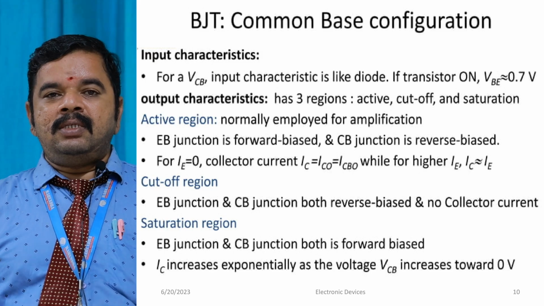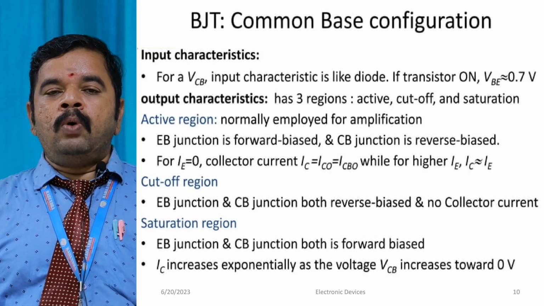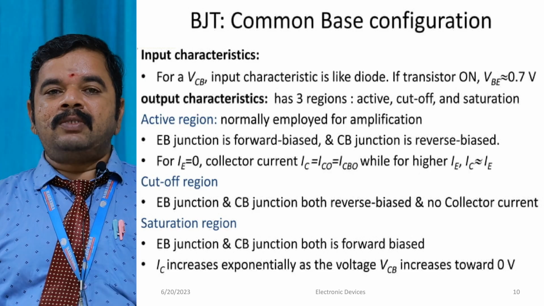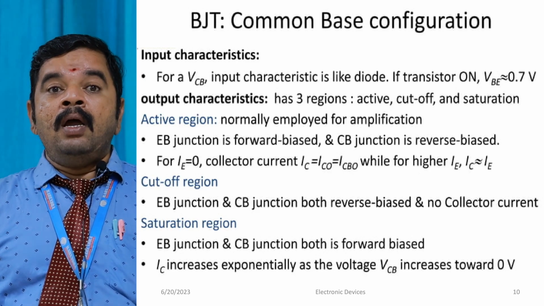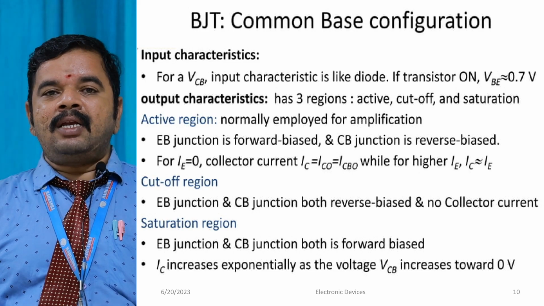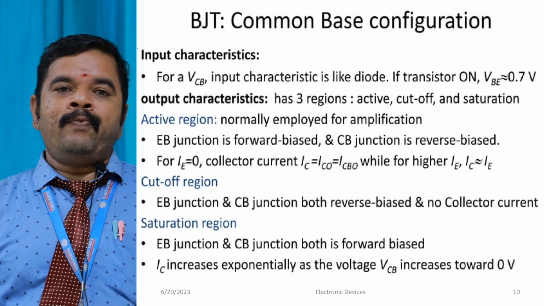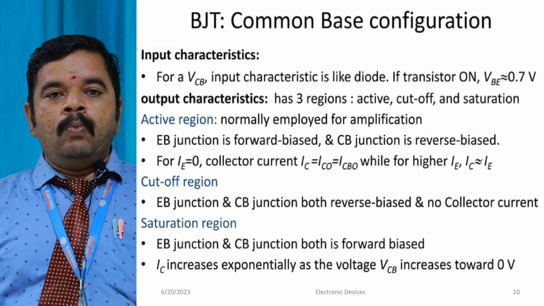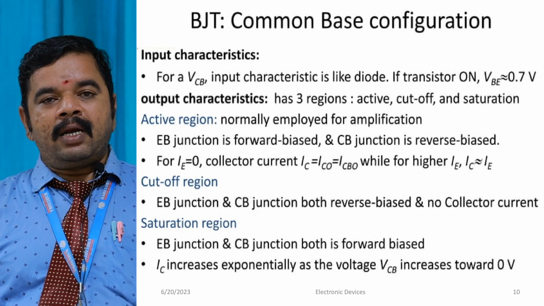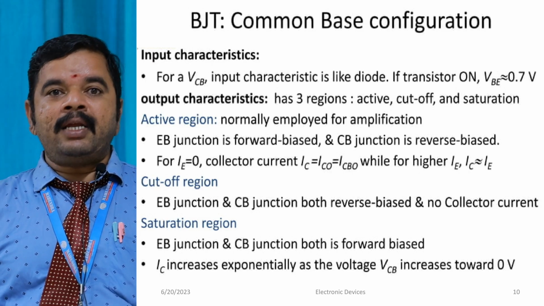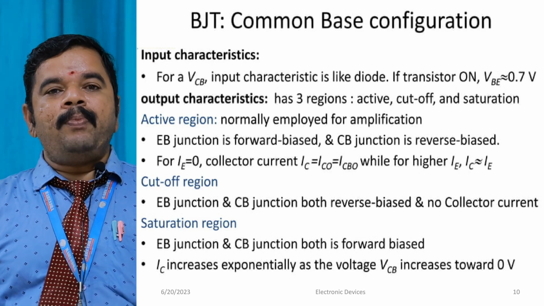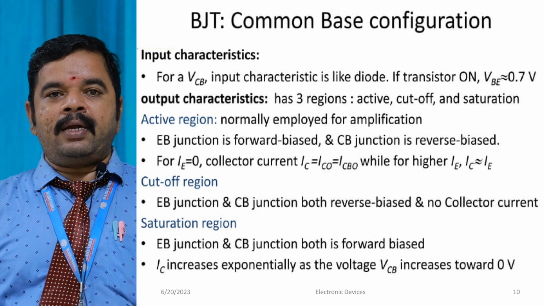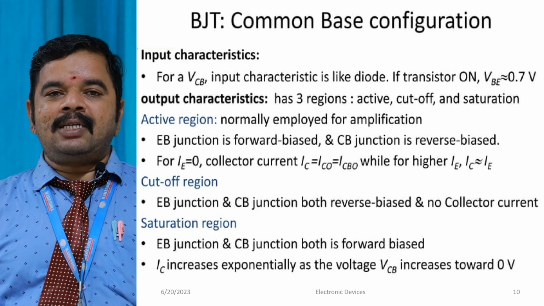Cutoff region means both the emitter base junction and the collector base junction are reverse biased. Under the cutoff region, the transistor is off, which means no current flows through the transistor. Both the input side and the output side are in the off condition, that is, reverse biased. Under reverse bias there is no flow of majority carriers, so the transistor is considered off.